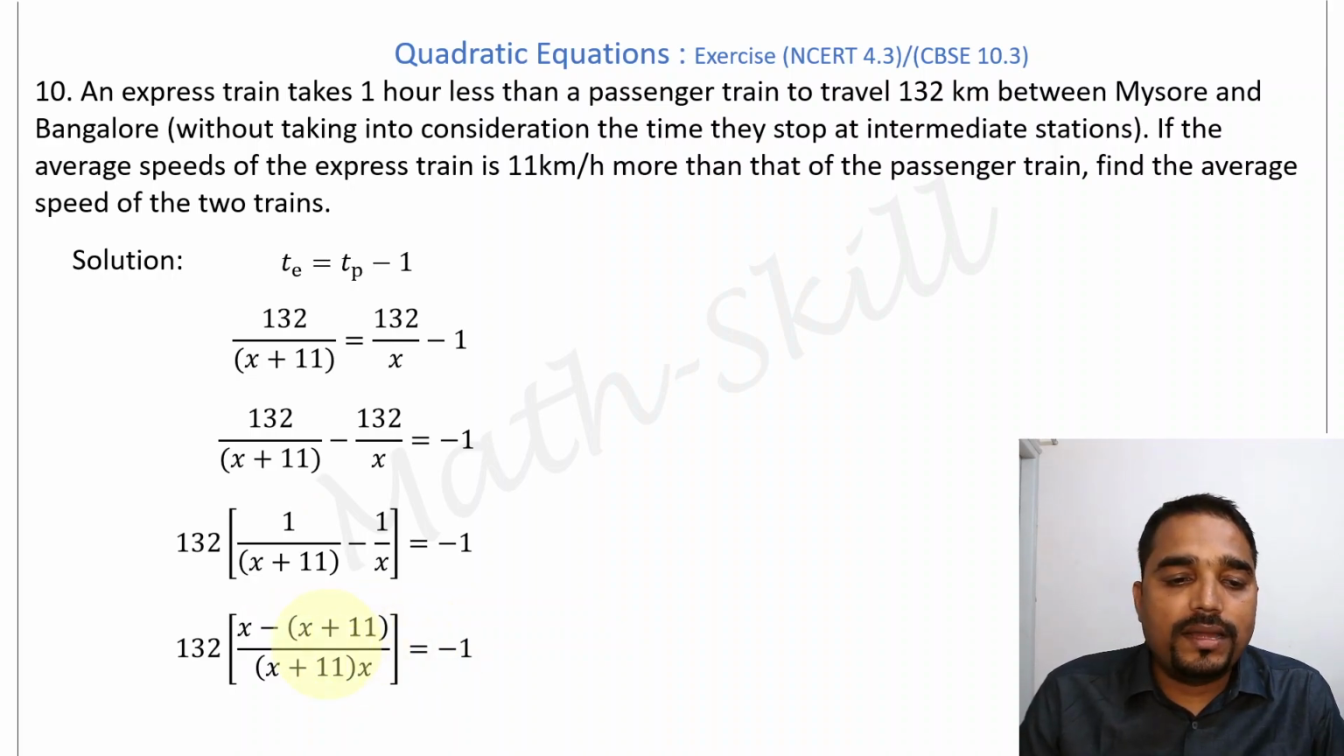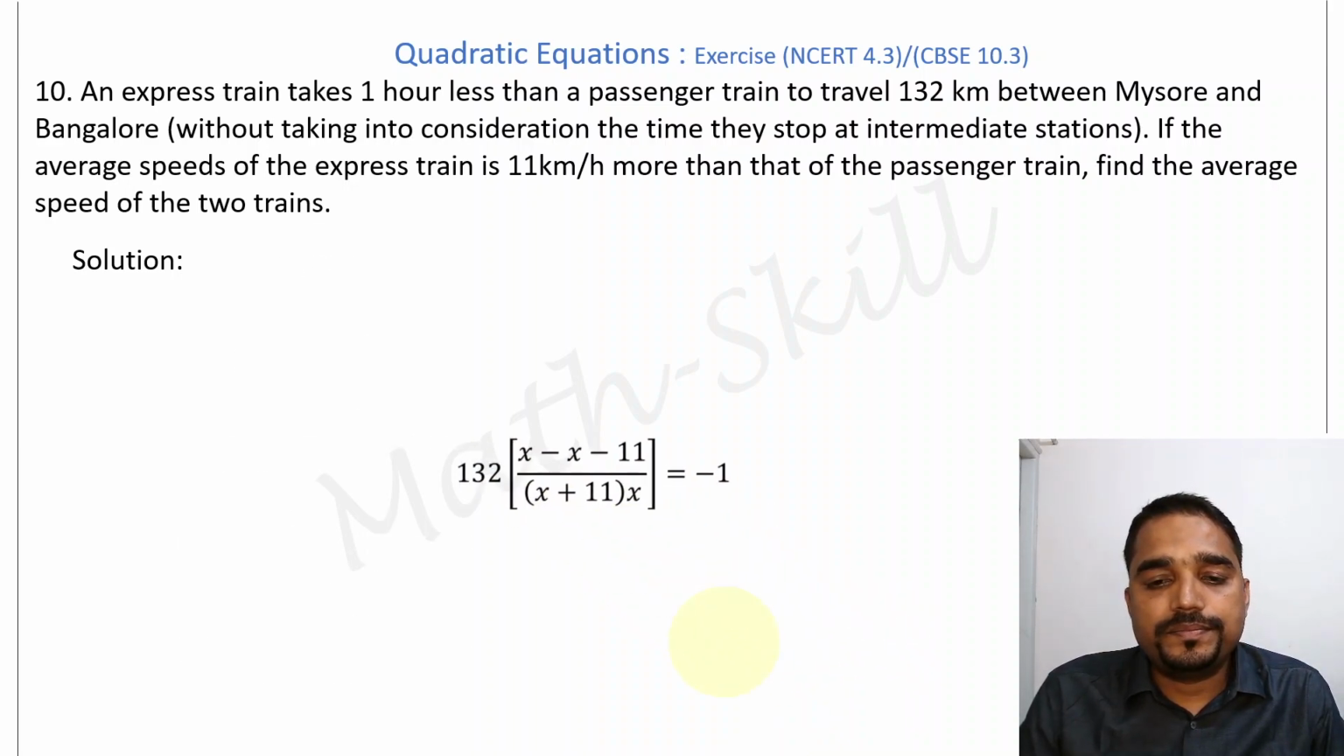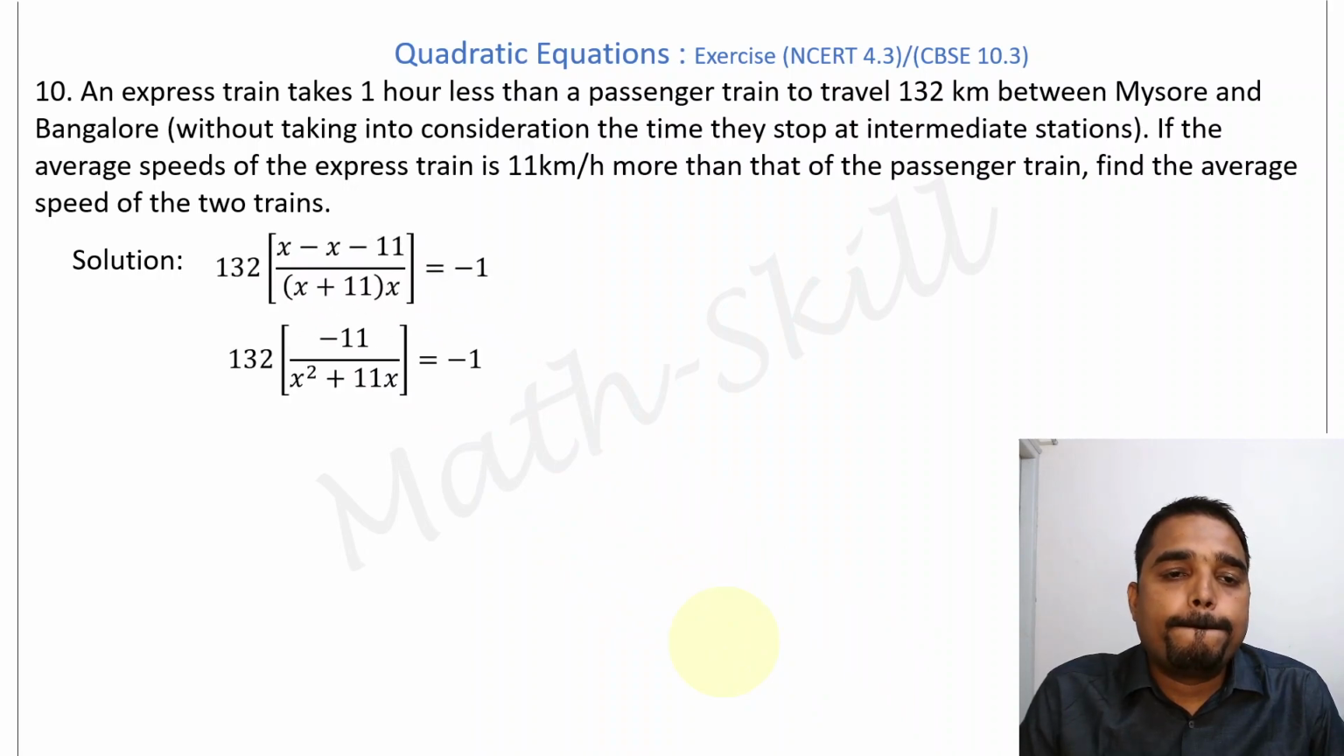Now upon opening the bracket in both numerator and denominator, we would be left with x minus of x plus 11, which is x minus 11, that is the numerator terms. In the denominator, x is multiplied by x plus 11, so let us open the bracket in the next step. Here we see that minus x and plus x will get cancelled, and we would be left with minus 11 in the numerator, divided by x multiplied by both the terms, that is the distributive rule. x into x is x square plus 11 into x is 11x, is equal to minus 1.